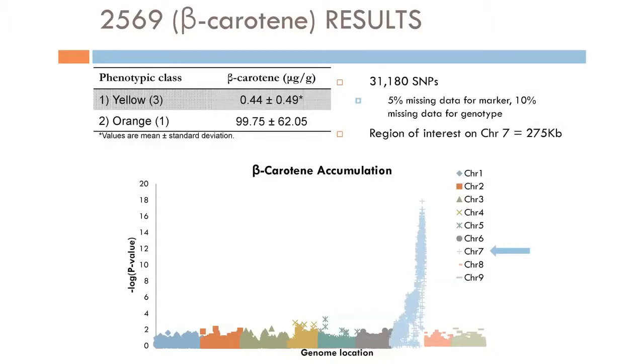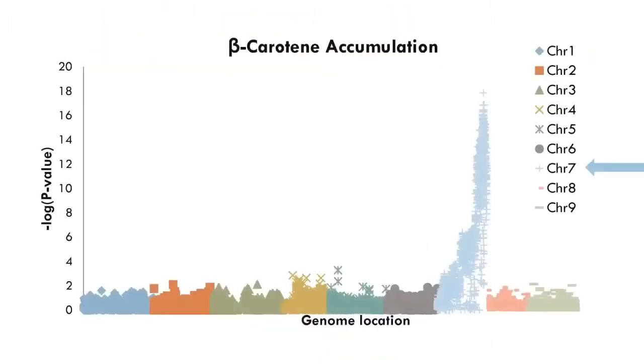And what you can see here is the Manhattan plot. On the y-axis is the negative log of the p-value. On the x-axis are the 9 carrot chromosomes. So you see a very significant peak situated on chromosome 7. You can then go in and look at the actual genotypic calls of that region, and what you see is the recombinants in that population flank a region of 275 kb.